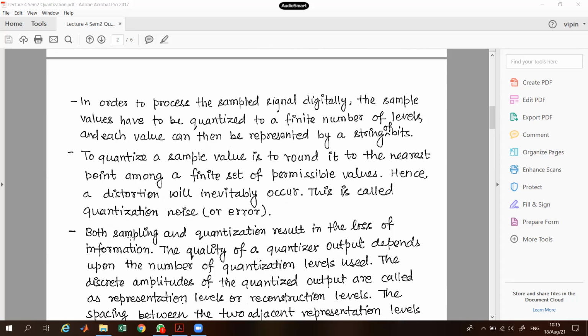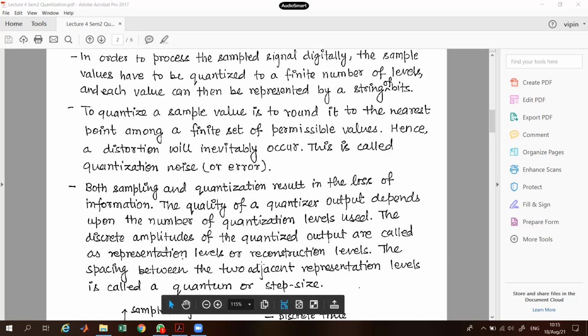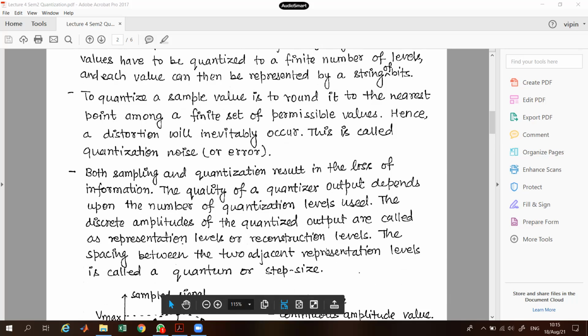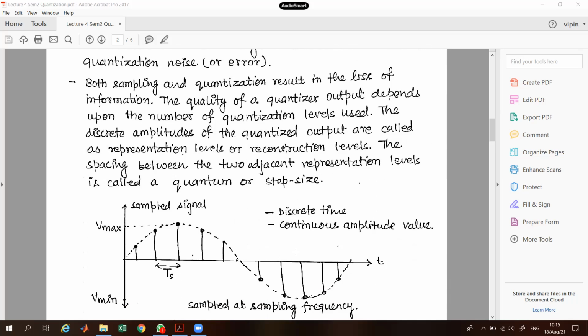So both sampling and quantization result in the loss of information. The quality of a quantizer output depends upon the number of quantization levels used. So the more the number of quantization levels, the better the quality will be. The discrete amplitudes of the quantized output are called representation levels or reconstruction levels. The spacing between two adjacent representation levels is called a quantum or a step size.